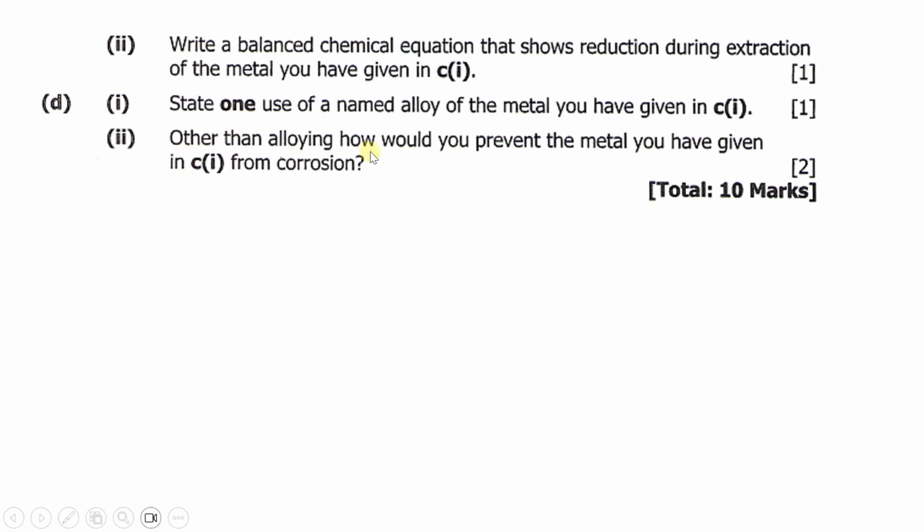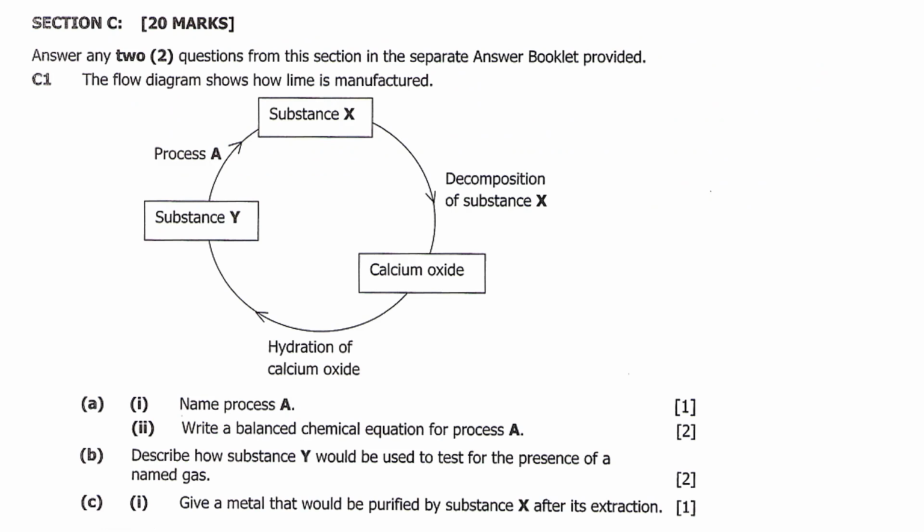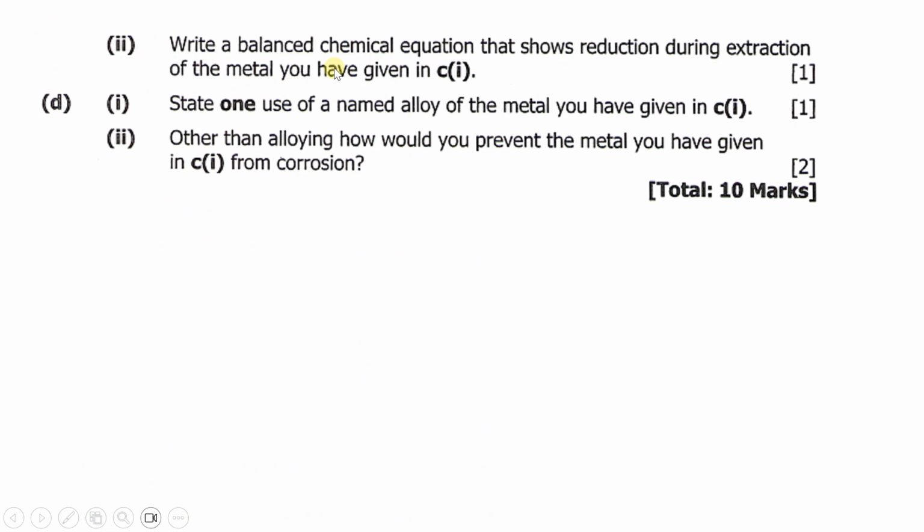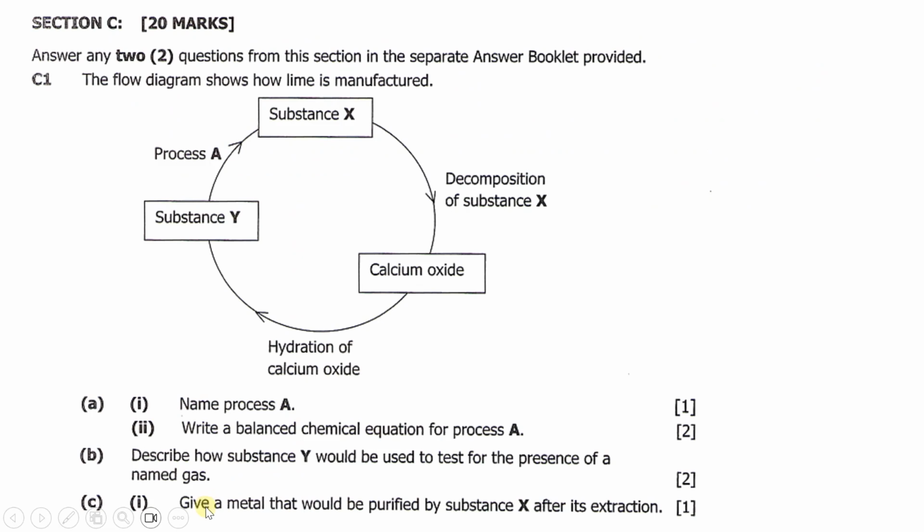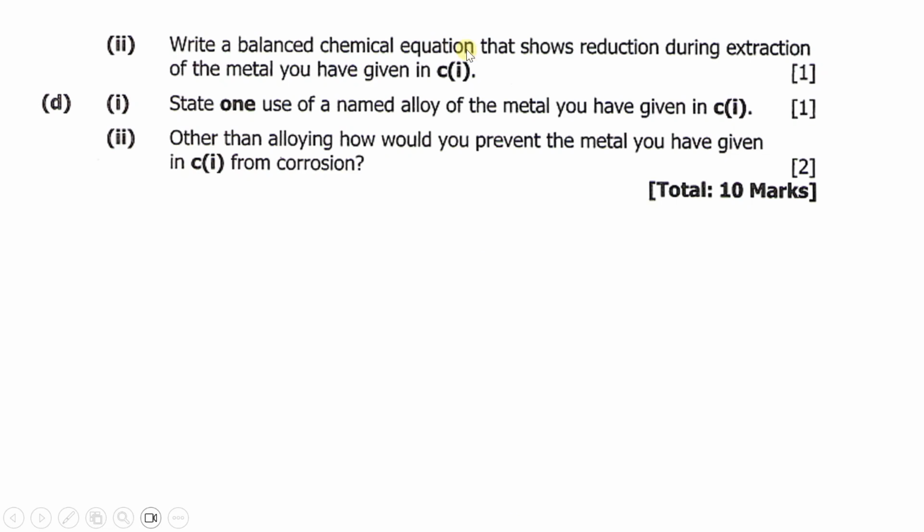Then part 2, other than alloying, how would you prevent the metal you have given in C part 1 from corrosion? Okay, so we have seen that they have mixed one question. This one question has 3 parts. Carbonates, it has extraction of metals. There are 2 parts for extraction of metal. Give a metal that would be purified by substance X after its extraction. Then write a balanced chemical equation that shows the reduction during extraction. Then state one use of the alloy, so it is still extraction, and then corrosion.